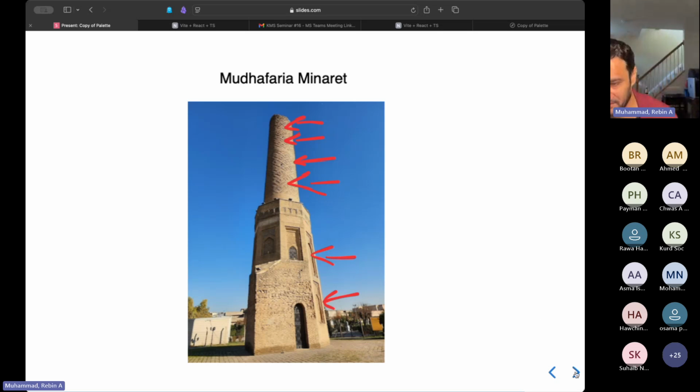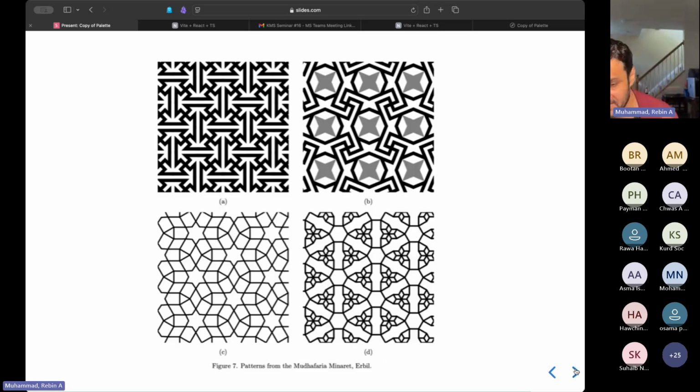So here is a textbook. Here is a paper. I picked this image from that paper. The guy is a professor in Liverpool. So, and you see that.